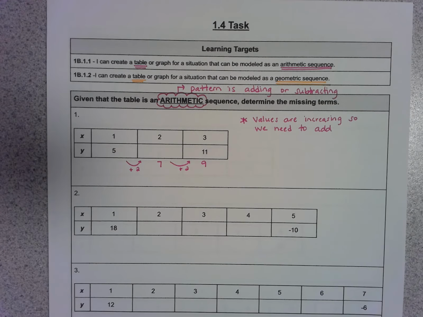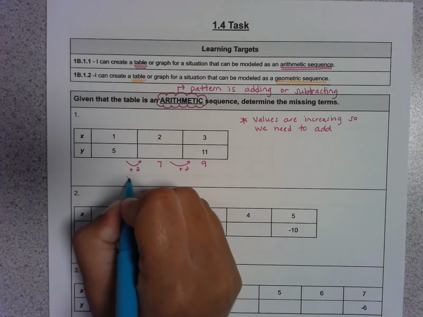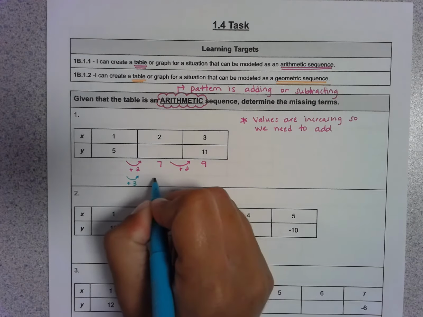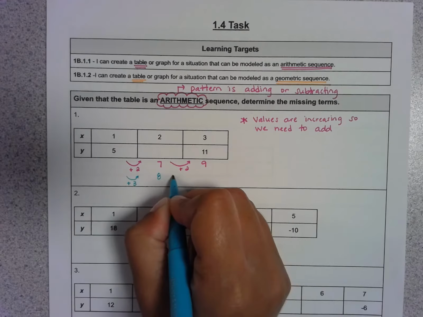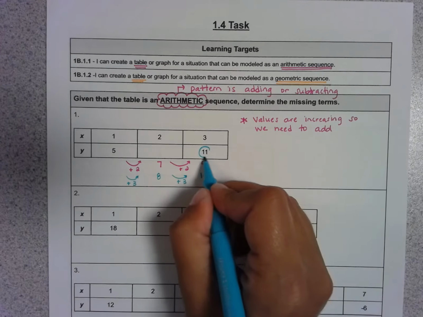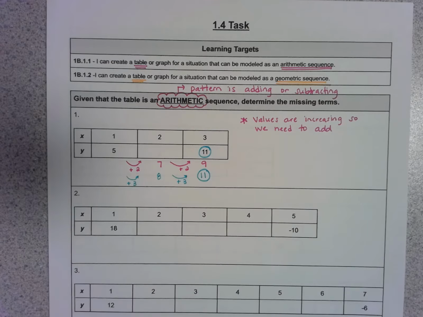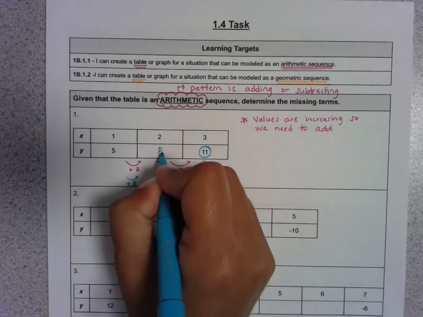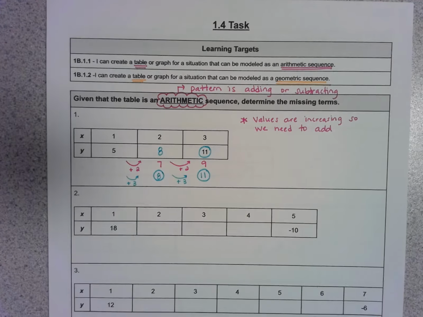Next, I might try adding a bigger number than 2, maybe adding 3. If I add 3, I should get to 8, and if I add 3 again, I'm going to get to 11, which matches the number that I wanted to have. That tells me that the pattern should be adding 3 each time, and the middle missing number would have to be 8. These problems are really about deciding what operation we're going to use, and then guessing and checking and using our results to narrow it down to the correct table and pattern that we're filling in.